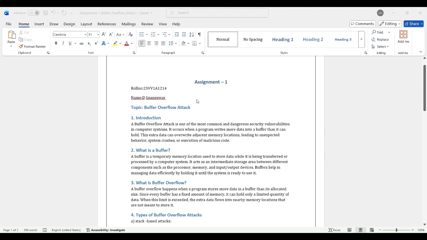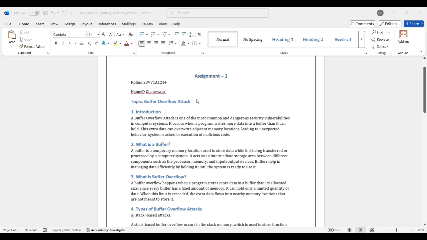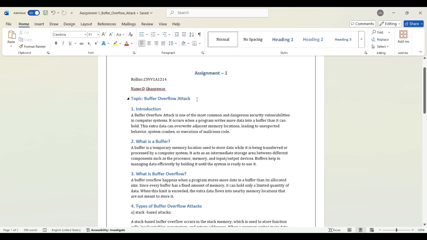Assignment 1. Role No. Introduction. Topic: Buffer overflow attack.